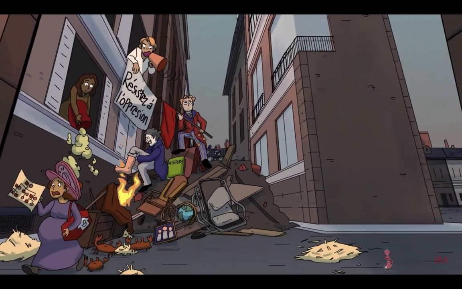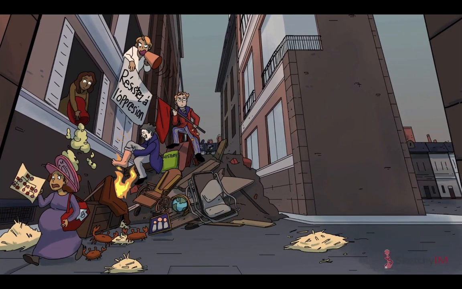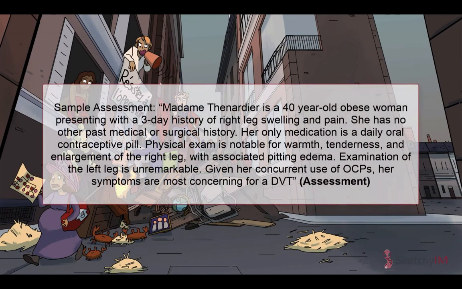Let's summarize the clinical presentation of DVT in a sample assessment statement. Madame Thenardier is a 40-year-old obese woman presenting with a 3-day history of right leg swelling and pain. She has no other past medical or surgical history. Her only medication is a daily oral contraceptive pill. Physical exam is notable for warmth, tenderness, and enlargement of the right leg, with associated pitting edema. Examination of the left leg is unremarkable. Given her concurrent use of OCPs, her symptoms are most concerning for a DVT.